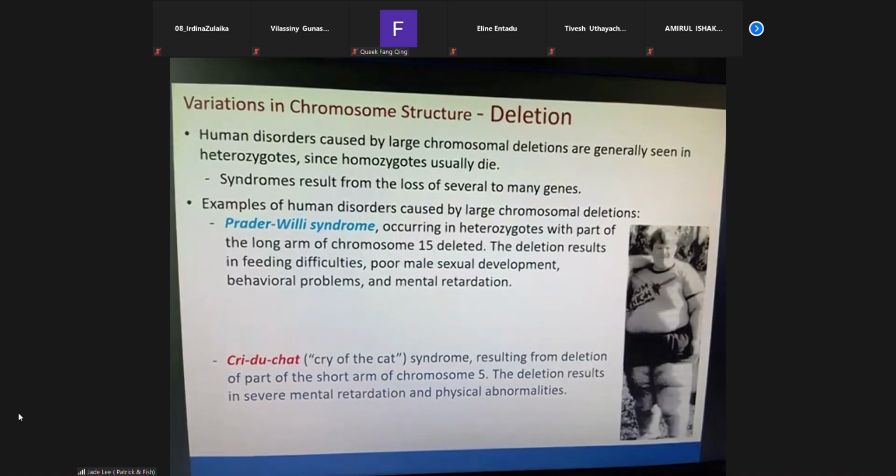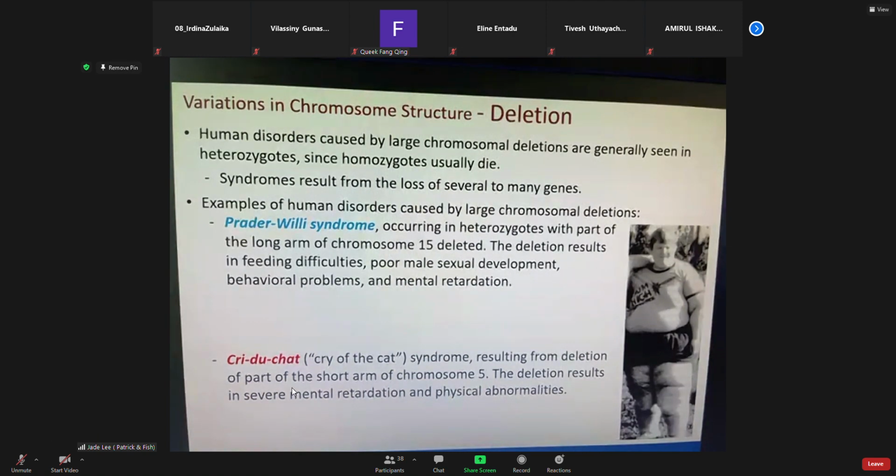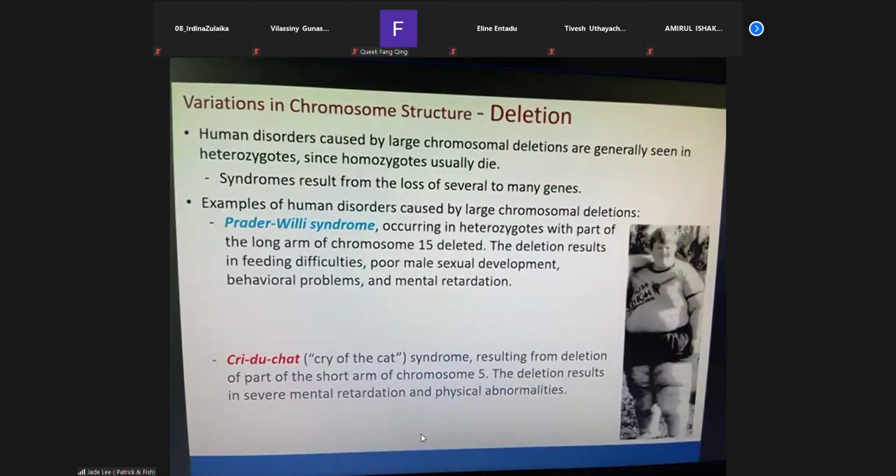Another one is Cri du chat. Cri du chat is the cry of the cat syndrome. It means this baby cries like a cat. So this syndrome results from deletion of part of the short arm of chromosome 5. The deletion results in severe mental retardation and physical abnormalities. This is Prader-Willi syndrome, the result of Prader-Willi. The other one is Angelman.